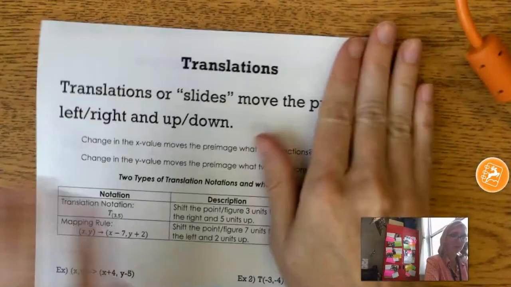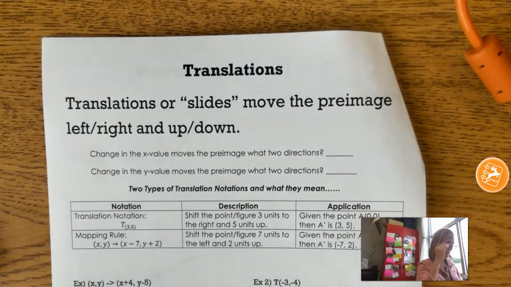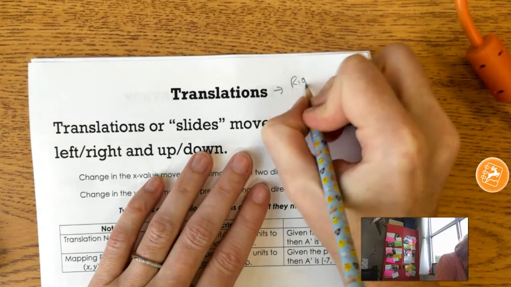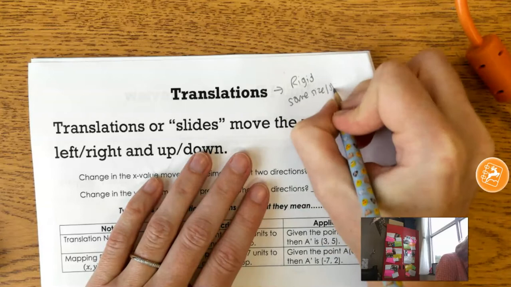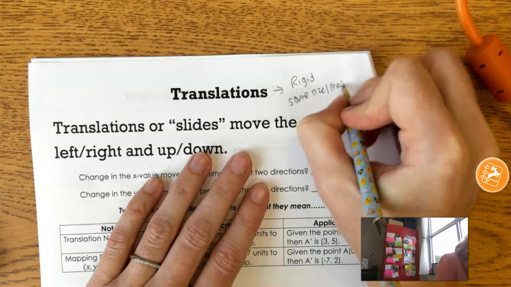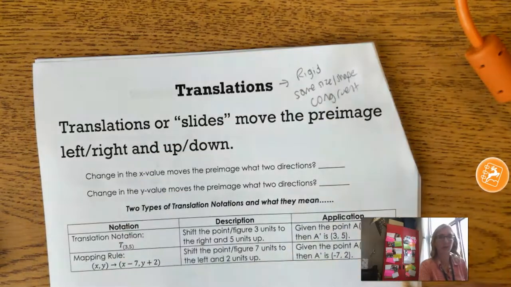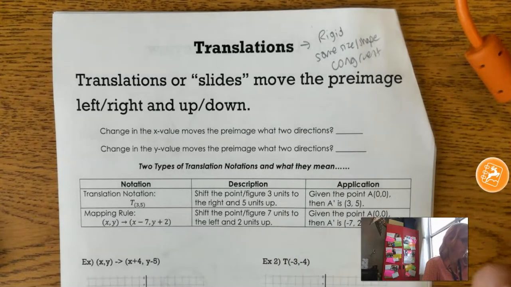All right, we learned about 4 major transformations. This was number 1, translations. Remember, translations are rigid, same size, same shape, and they result in congruent pre-image and images. All right, so you're sliding in the 4 major directions: left, right, up, and down.